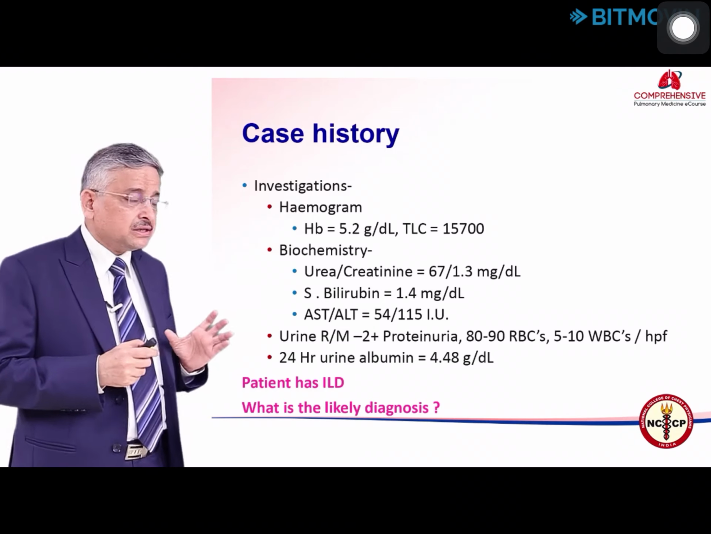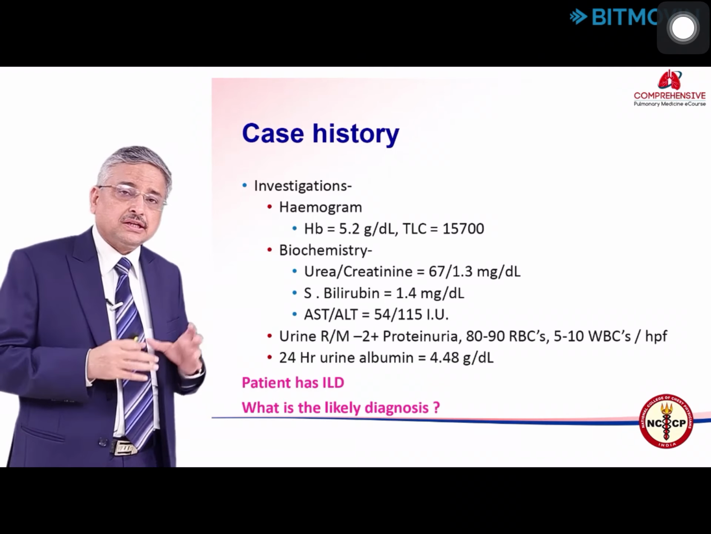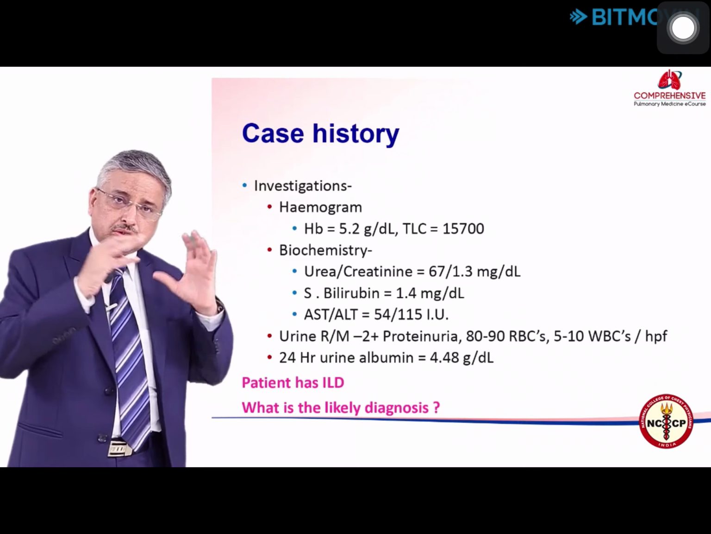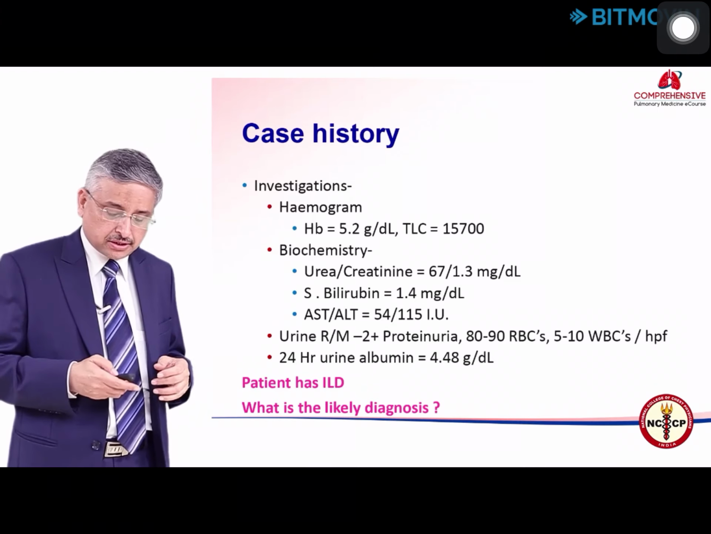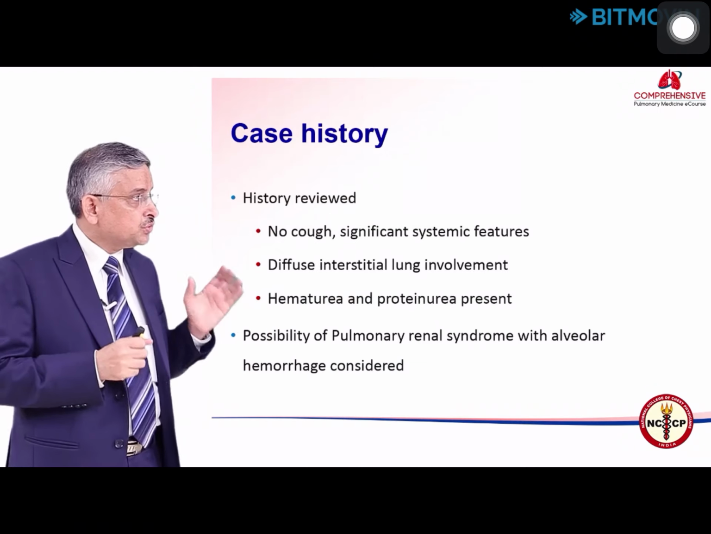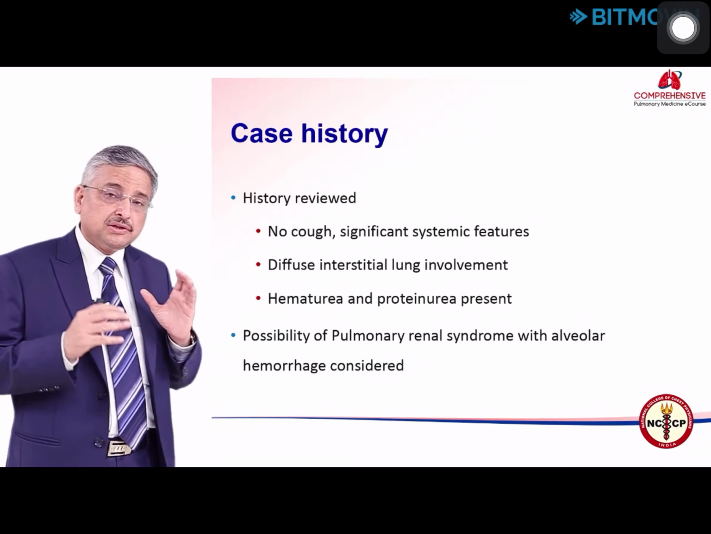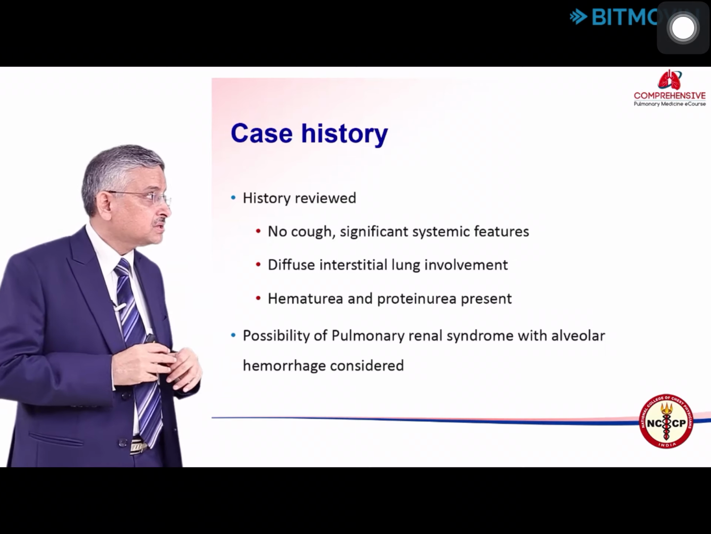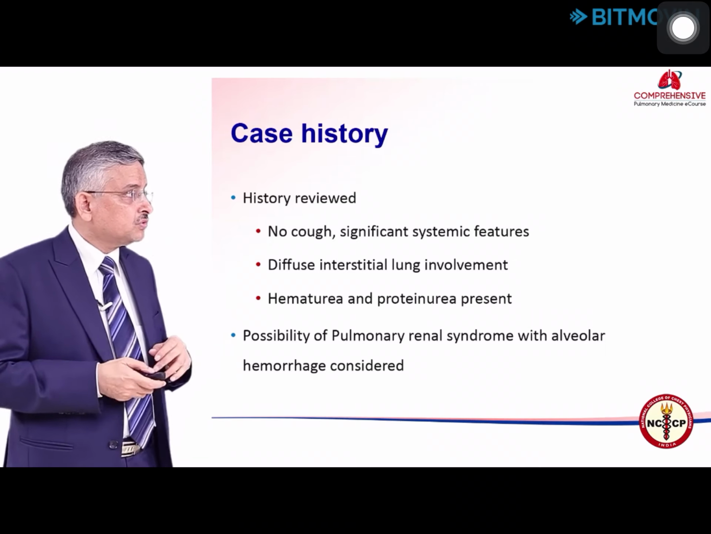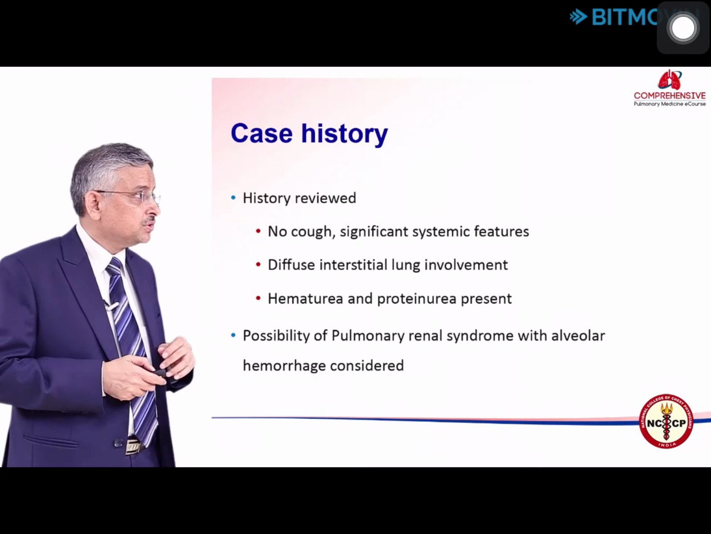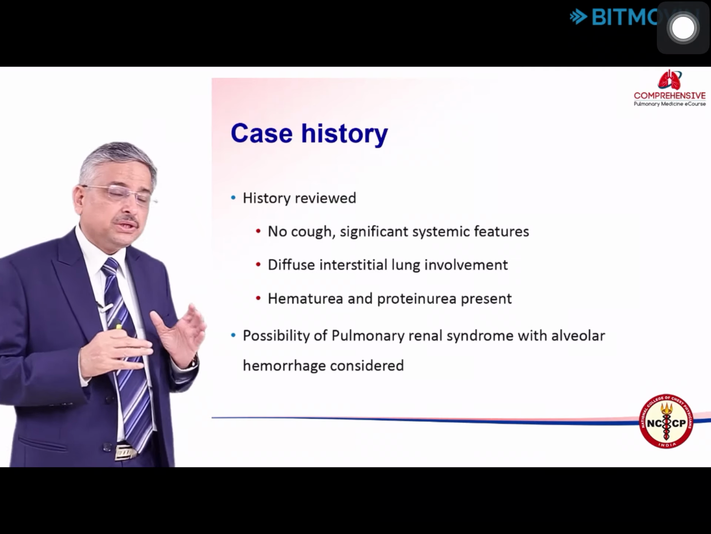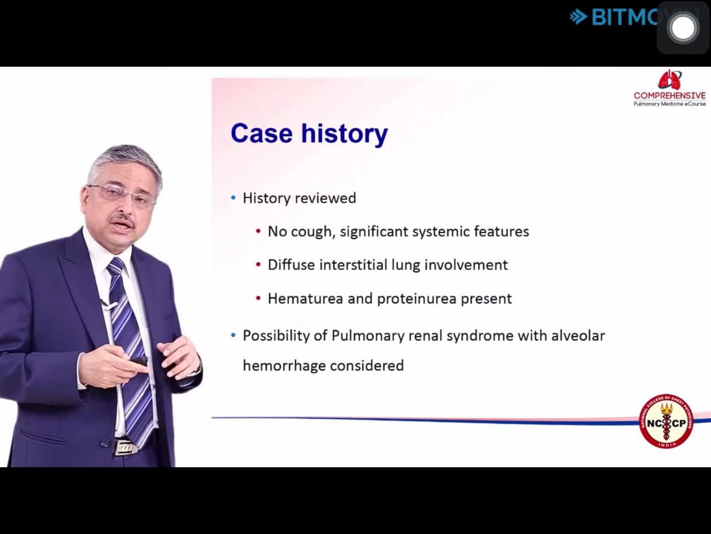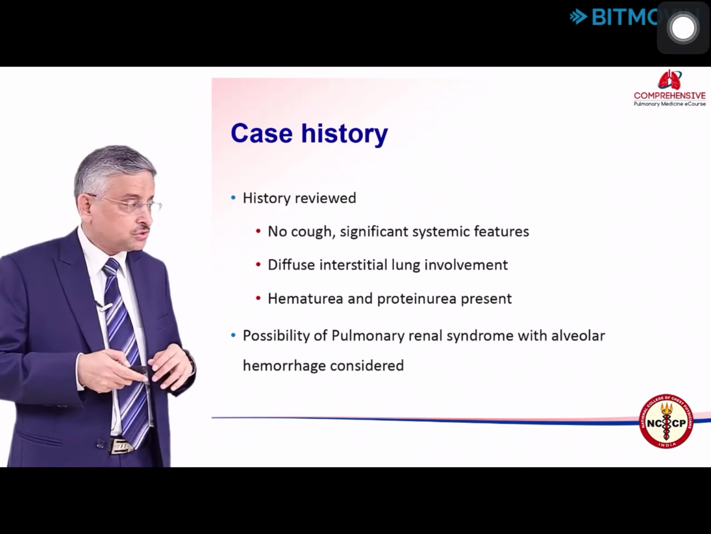This patient has ILD, but what is the likely diagnosis? And if you had just looked at the lungs and not looked at the whole picture, you would probably have missed the diagnosis. So, we reviewed the history, there was no cough, there were significant systemic features, she even gave a history suggestive of hematuria in the past, she had diffuse interstitial lung involvement and there was hematuria and proteinuria. So, she had possibly a pulmonary renal syndrome with alveolar hemorrhage which was causing these interstitial shadows.